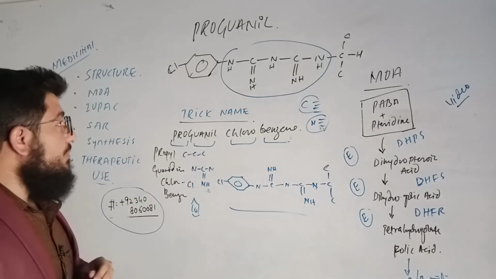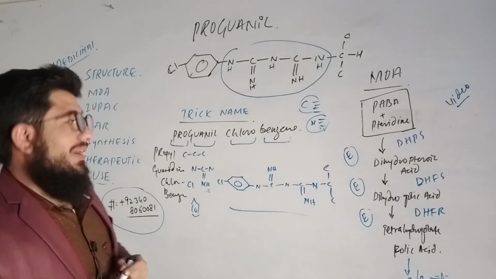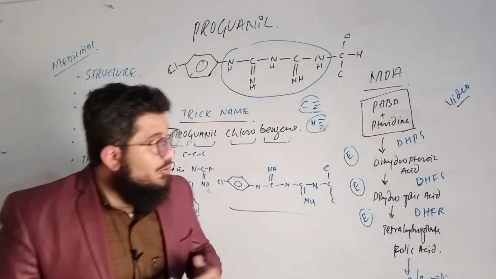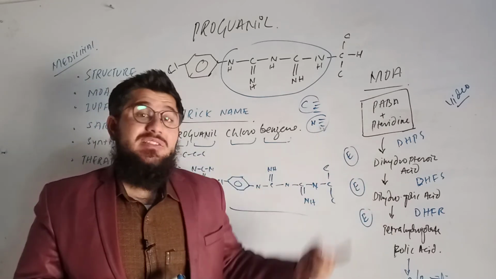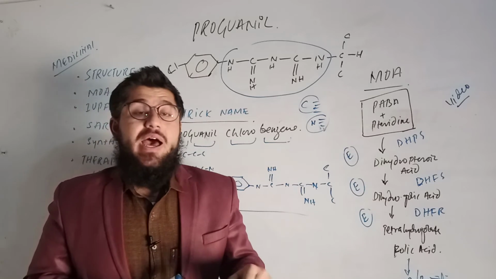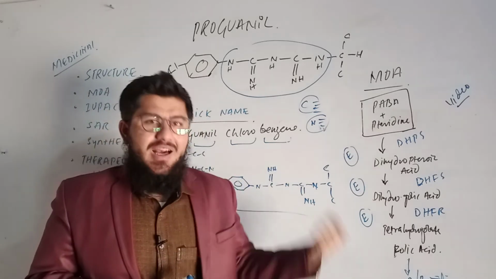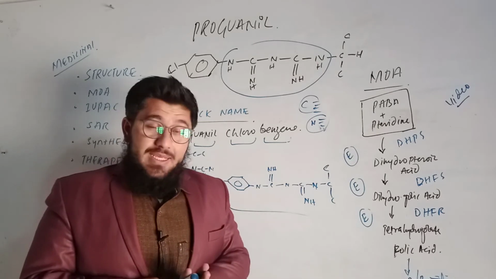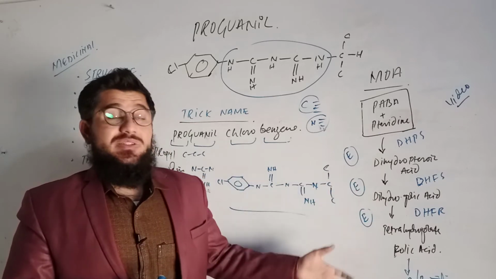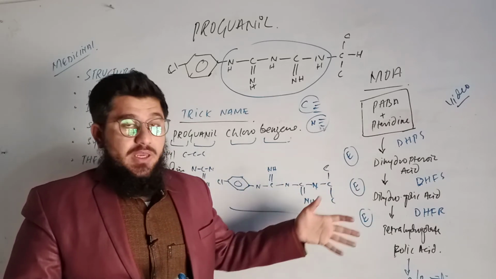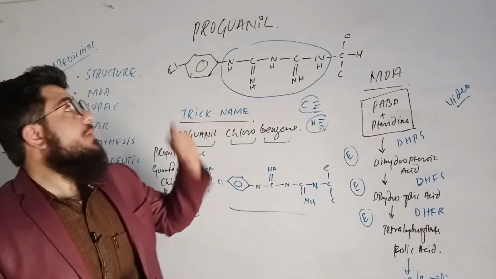Now let's come towards the mechanism of action. Well, before moving through the mechanism of action, let me tell you about the pathway. This pathway is for the purine and pyrimidine synthesis, and you must know that purines and pyrimidines are responsible for the synthesis of DNA and RNA. Now, how are these purines and pyrimidines synthesized? Let's go through the pathway, and once we have the pathway, I will tell you about the mechanism of action of proguanil.